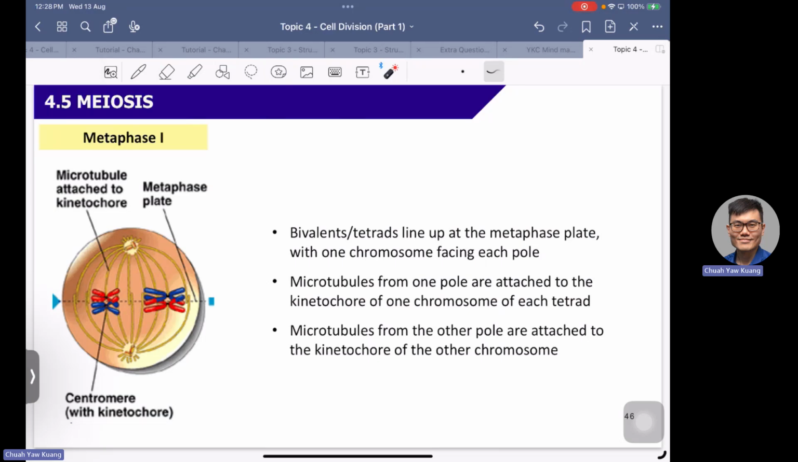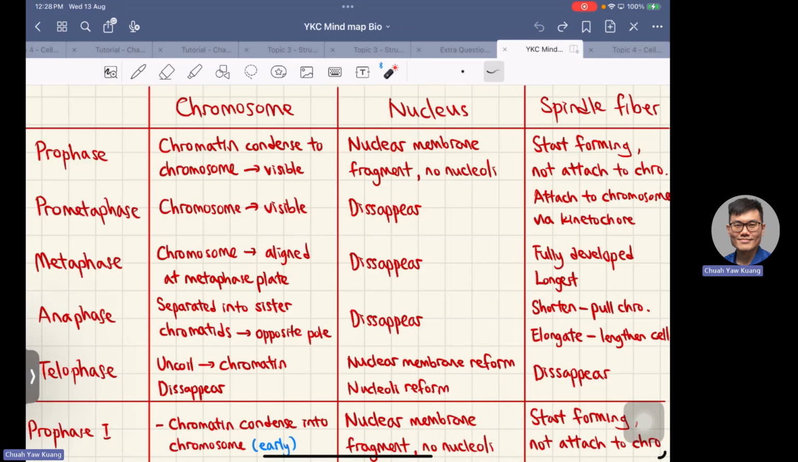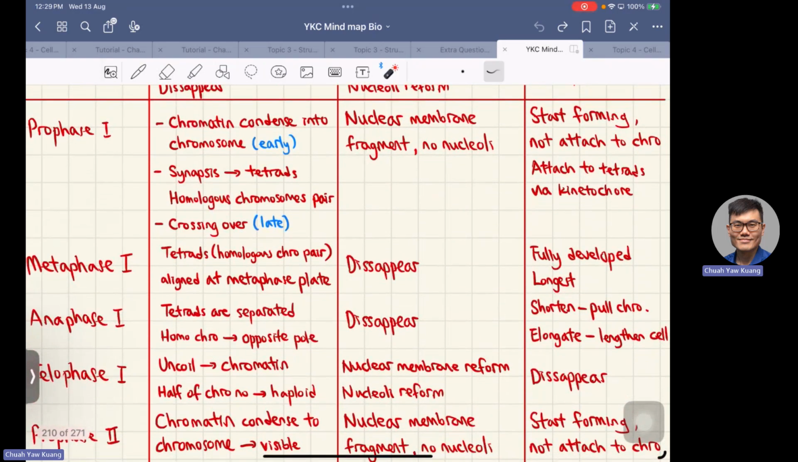Okay, I forgot to show you the paper. For prophase 1 just now, you can see here there will be early and late. The terms used here are different. The early one is still the same as in mitosis. The difference is after synapsis occurs, they will produce a tetrad. Tetrad is actually a homologous chromosome pair. During the late stage, crossing over occurs between the homologous chromosomes.